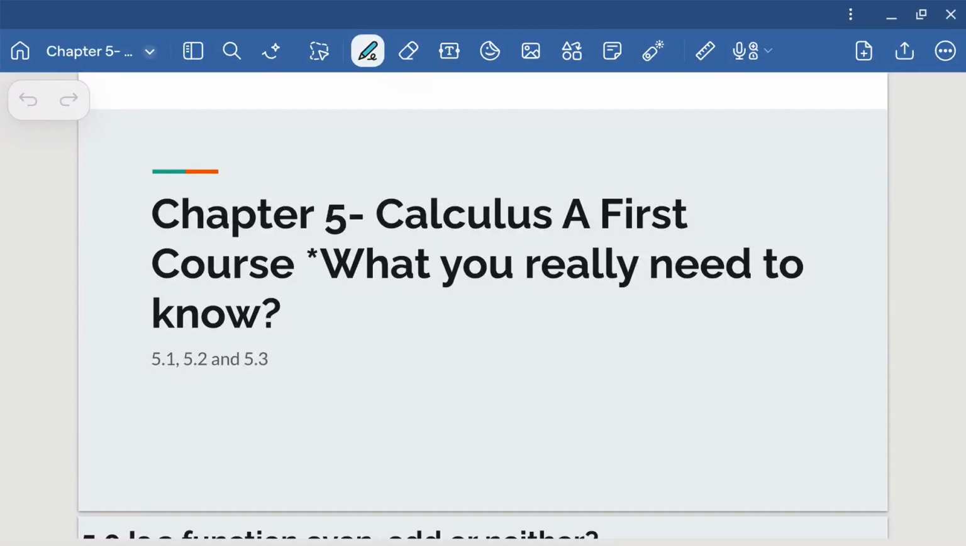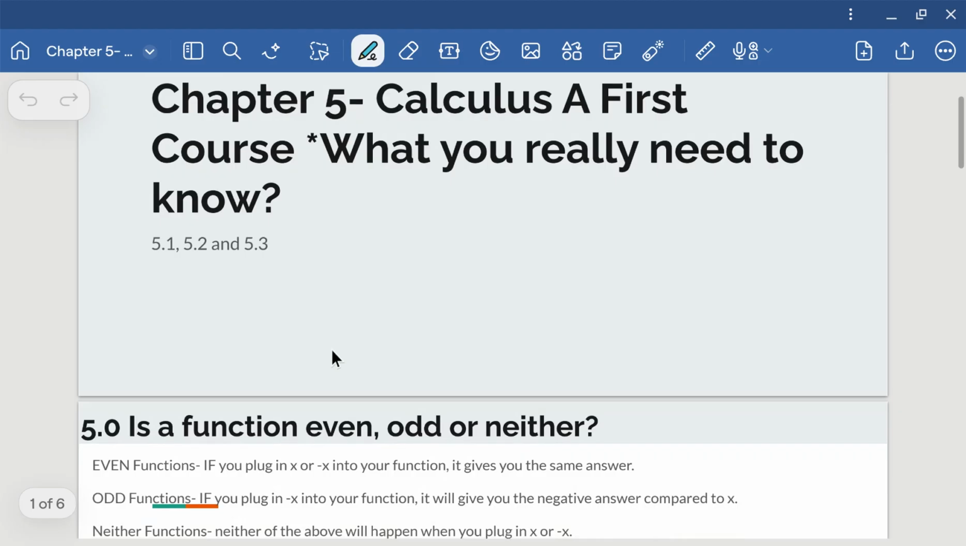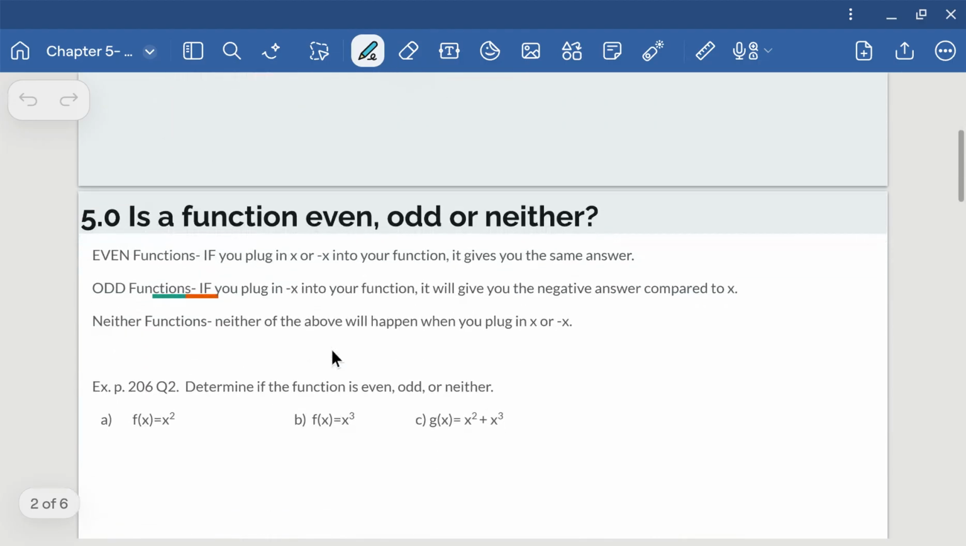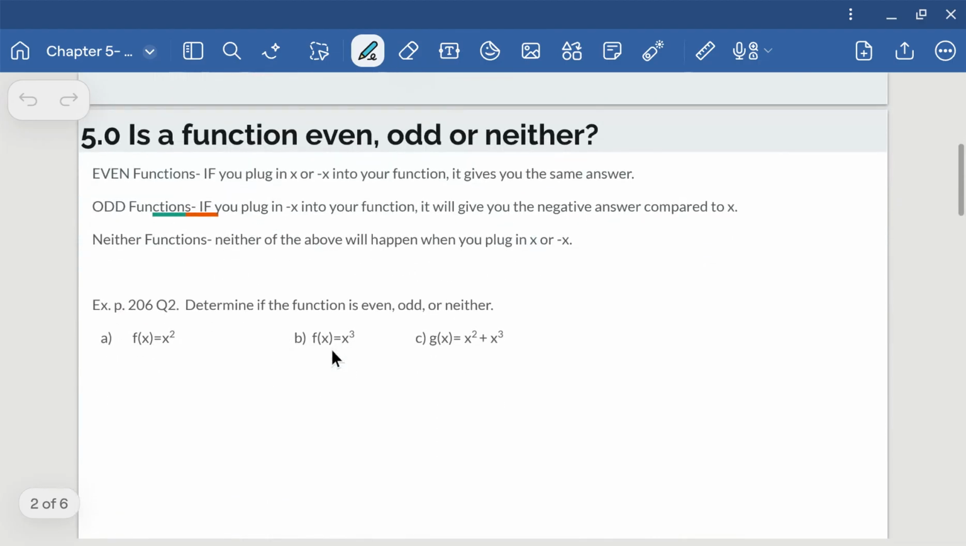Okay, so I have here, moving on in calculus, chapter 5 from Calculus, a First Course. This video will cover sections 5.1, 5.2, and 5.3, and just really focus on what you need to know. Before it even starts, the intro asks how you can tell if your function is even, odd, or neither.